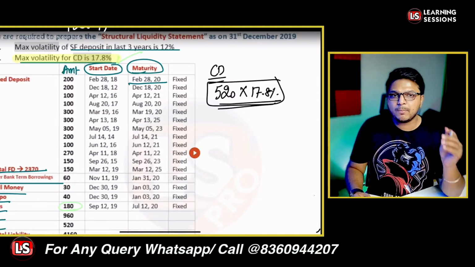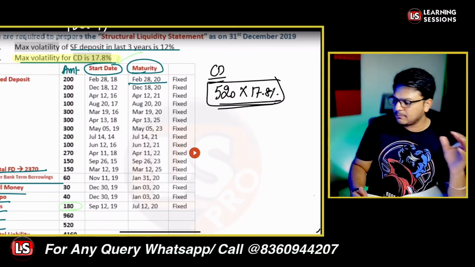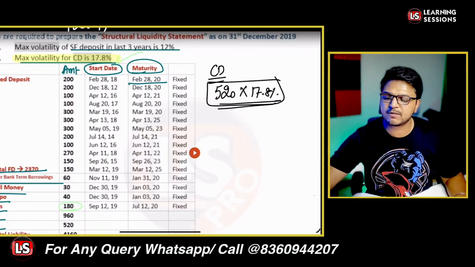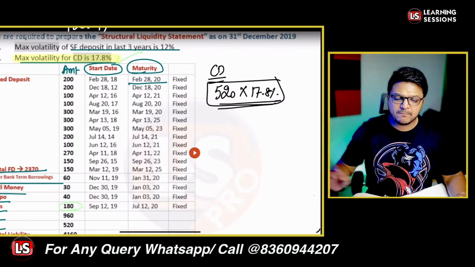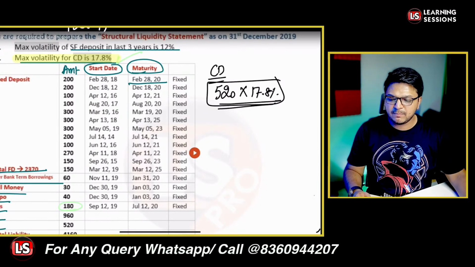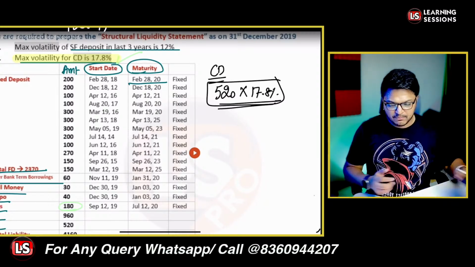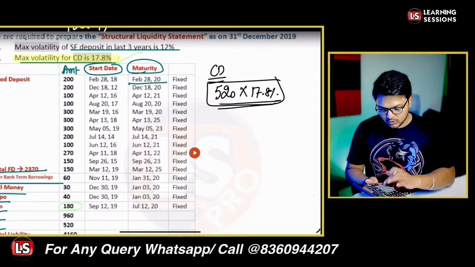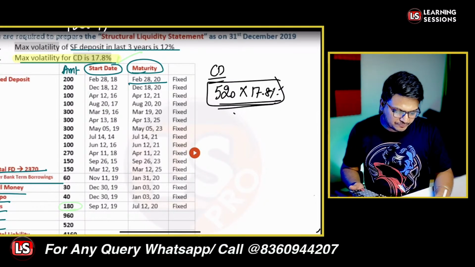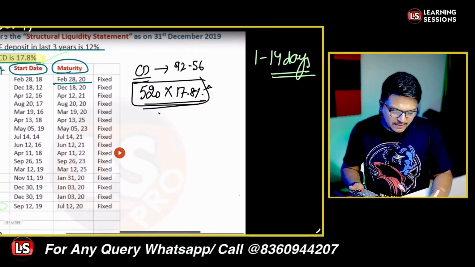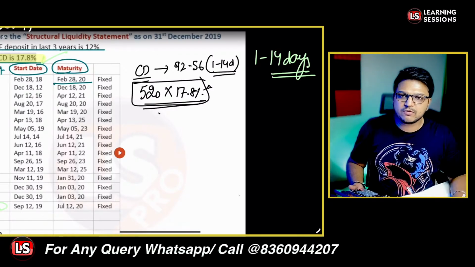So what particular amount from the current deposit account will be placed in this particular bucket, that is the 1 to 14 days bucket? It will be the volatile part which will be placed over there. Is that clear? So we can simply calculate the same. It will be 520 into 17.8%, that is 92.56. So the answer over here is 92.56. It's the amount which will be placed under the 1 to 14 days bucket.